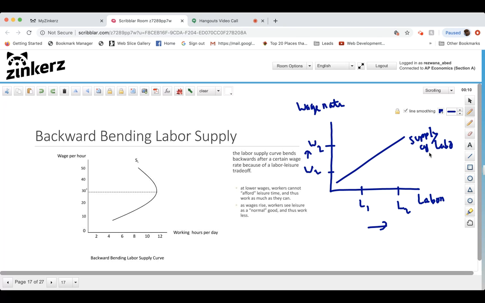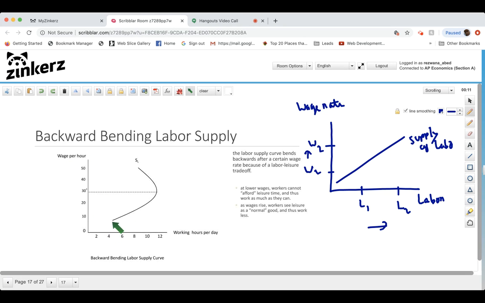So that's the normal, or the market supply of labor that we have looked at initially. But sometimes we also see the labor supply curve looking like this. We call this the backward bending labor supply curve. What we notice is that the labor supply curve tends to go backwards after a certain level of wage. So this is wage per hour, and this is working hours per day.